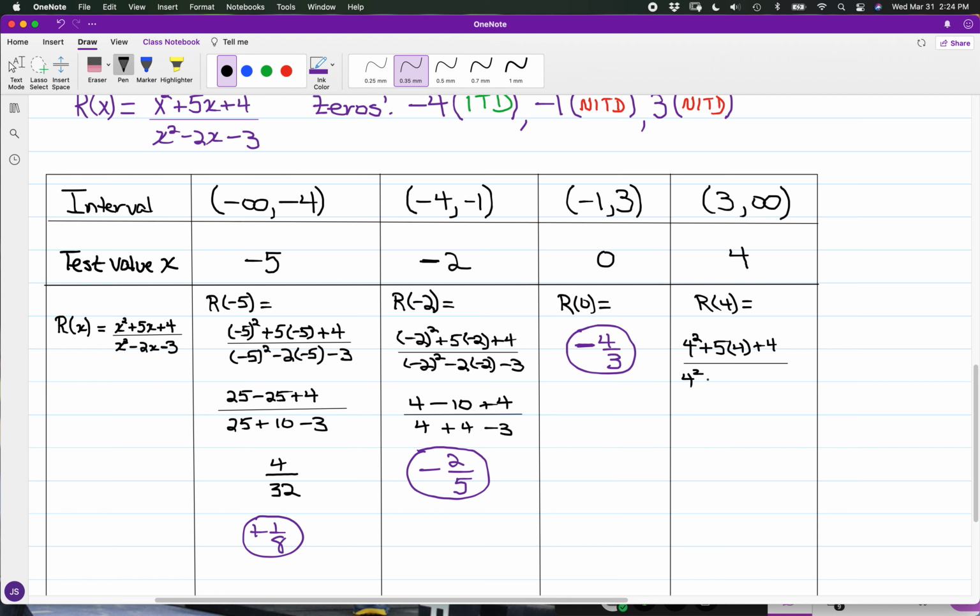You got 4 squared minus 2 times 4 minus 3. Okay, so you got 4 squared is 16 plus 20 plus 4.